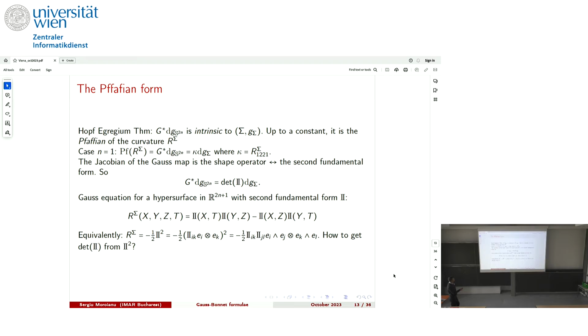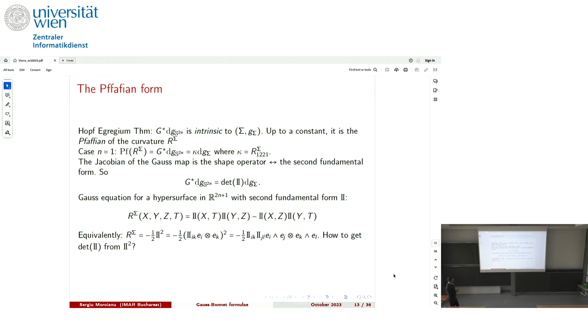So Hopf, I believe, realized that the Gauss curvature times the volume form, also the pullback of the volume form from the sphere, is intrinsic to the surface, to the hypersurface sigma. It can be expressed in terms of the metric on sigma. In fact, it's the Pfaffian of the metric. We'll see that. So I call this the Hopf egregium theorem, by analogy with the Gauss theorem.